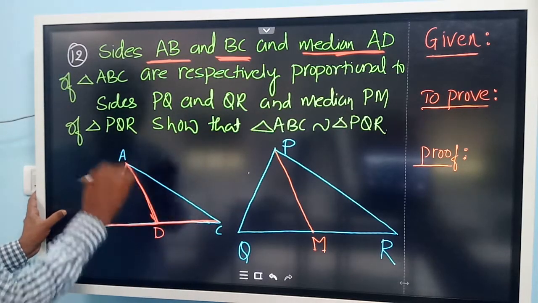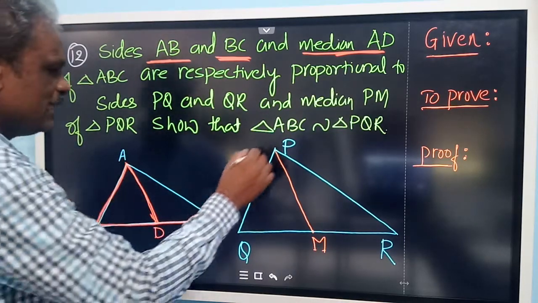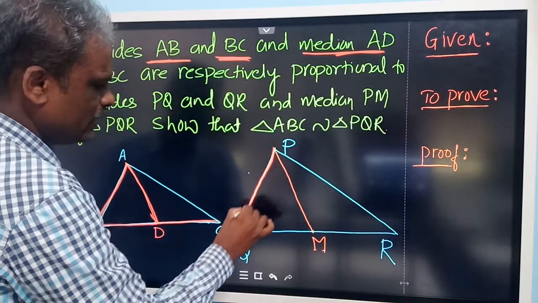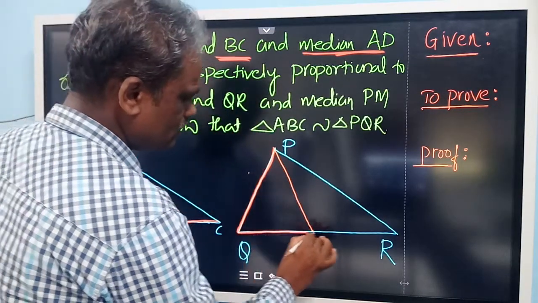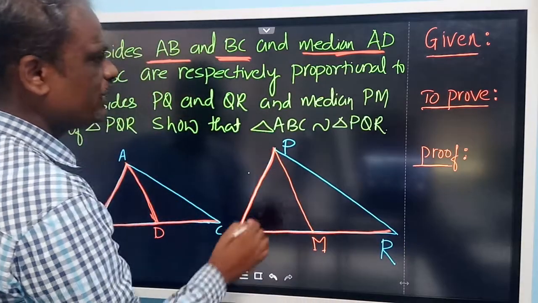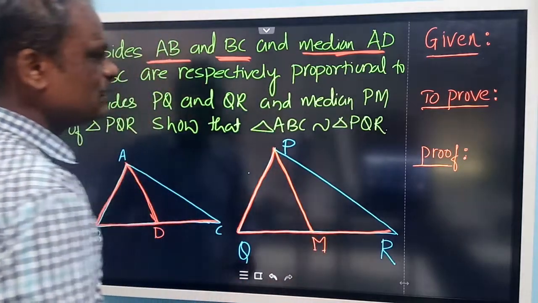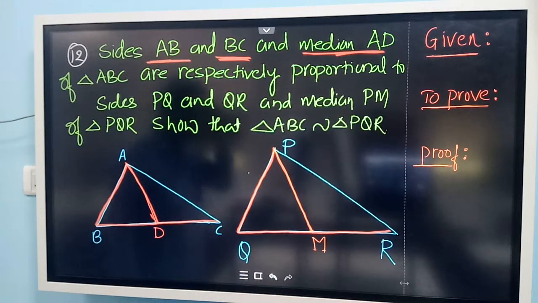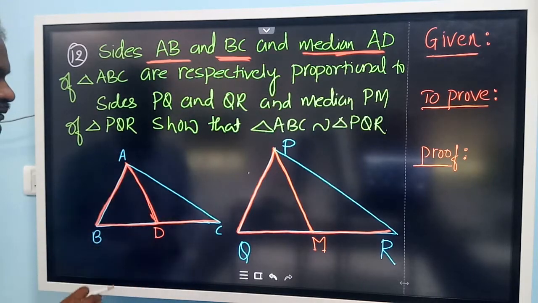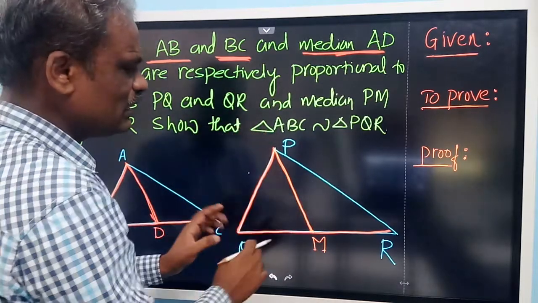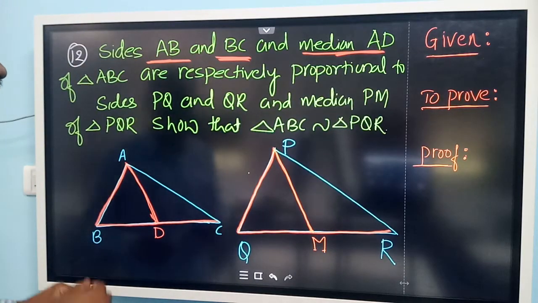See, AB, BC and median AD of triangle ABC are respectively proportional to sides PQ, QR and the median PM. So these three are proportional here. Two sides of this given triangle and median, and the two sides of another triangle and median are respectively proportional. This is the data given.